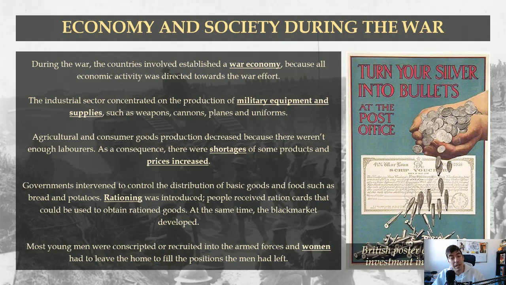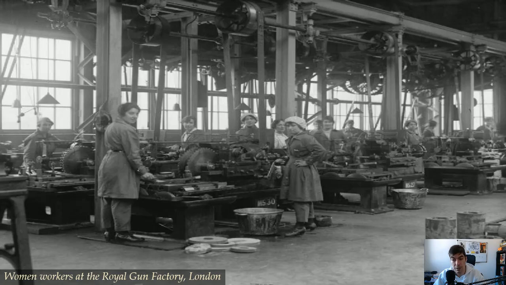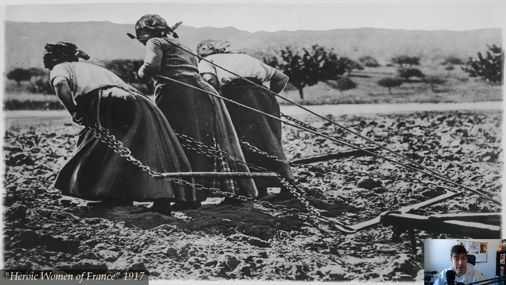Since most young men were conscripted, they were called to the army or recruited into the armed forces, women had to leave the home to fill the positions the men had left. As we will see here, we have women workers in a munitions factory in the United Kingdom, and here in another gun factory in London, and they also had to work in the rural areas in agriculture. Here they are pulling a plow.